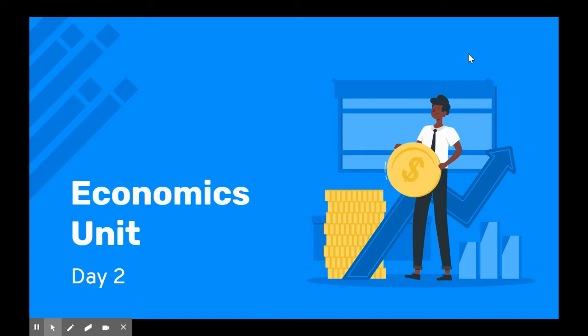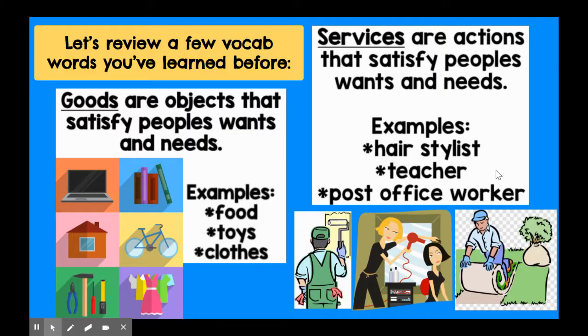So today we're going to jump into looking at some other vocabulary words about economics. So here's a couple that probably look familiar. You have learned in past years about goods and services. These can be wants and needs, but let's think about what the difference is. Goods are objects that satisfy people's wants and needs, and some examples are food, toys, clothes.